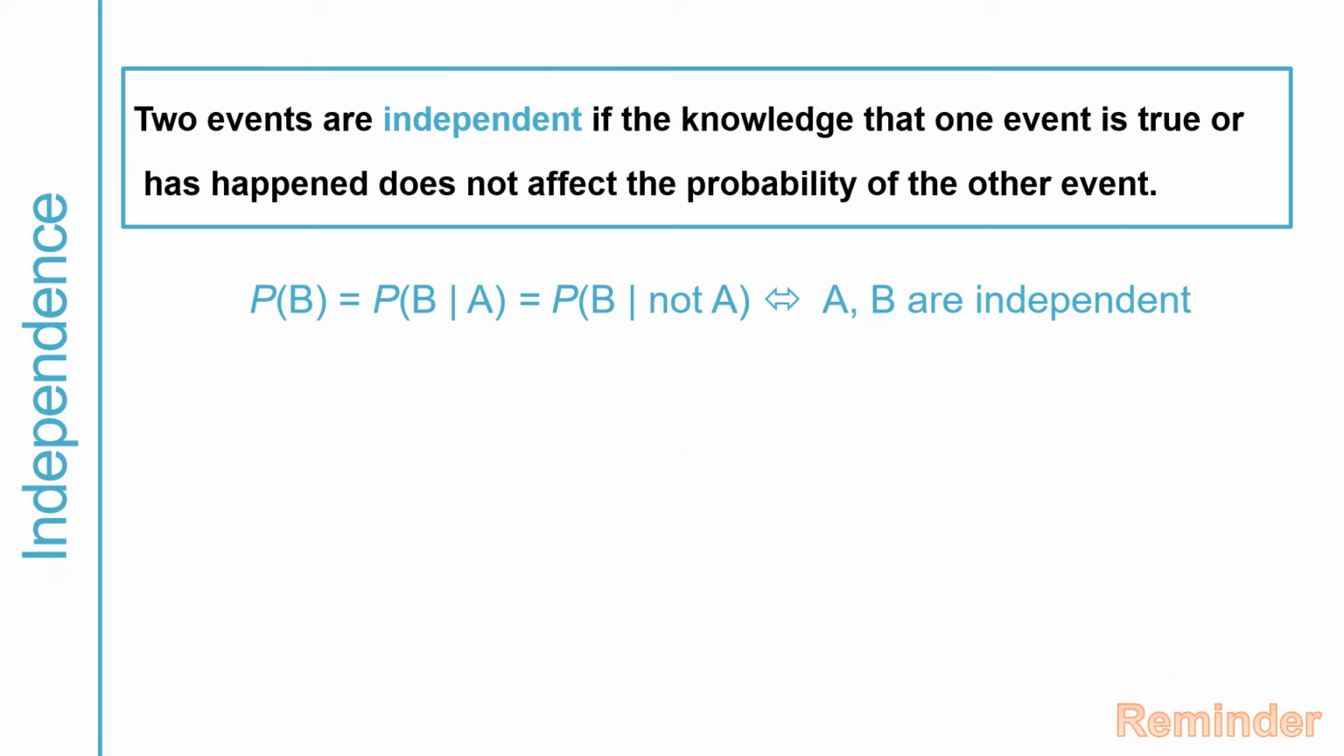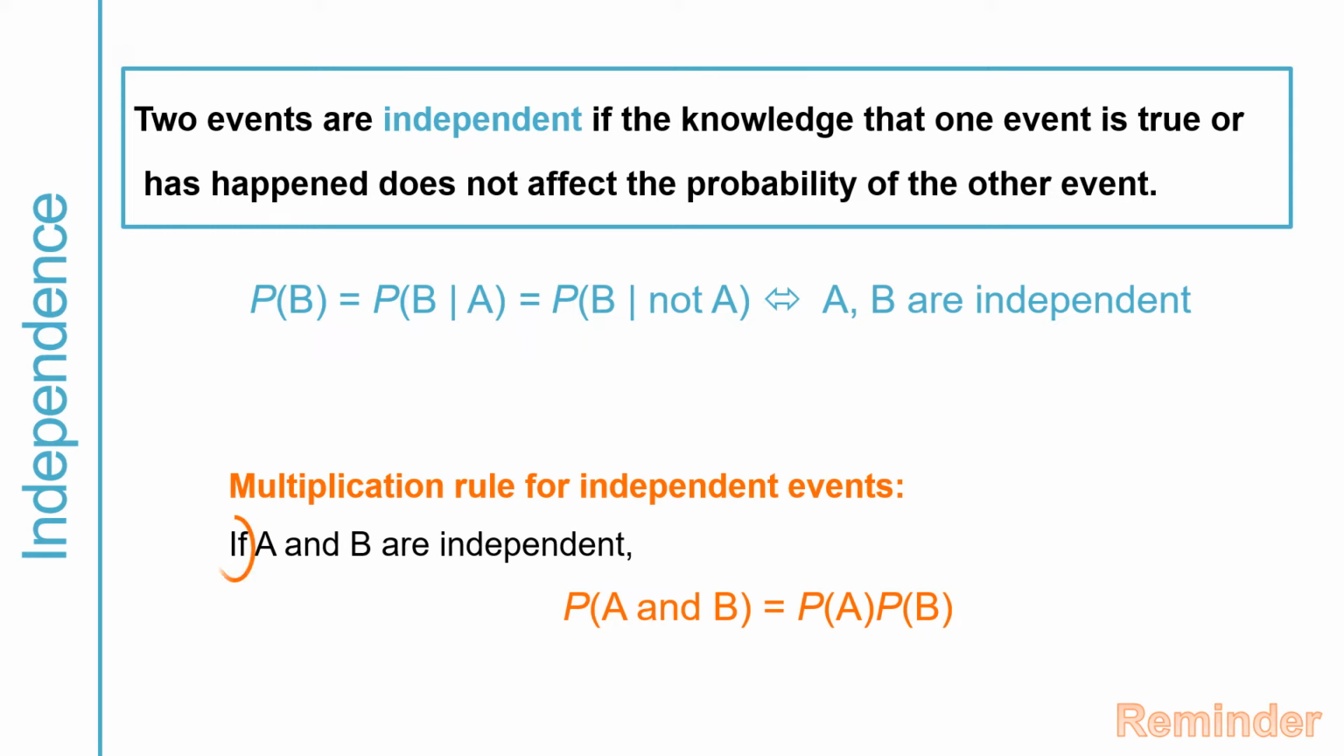We also discussed the concept of independence. Two events are independent if the knowledge that one event is true or has happened does not affect the probability of the other event. We also described the multiplication rule for independent events, which states that if we have two events A and B that are independent, then the probability of A and B happening together jointly is simply the product of the two simple probabilities, probability of A times probability of B. So let's now see how this relates to the association between two categorical variables.